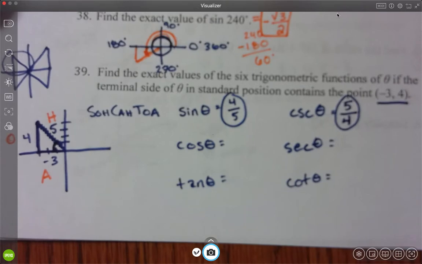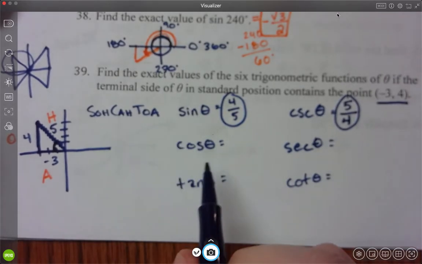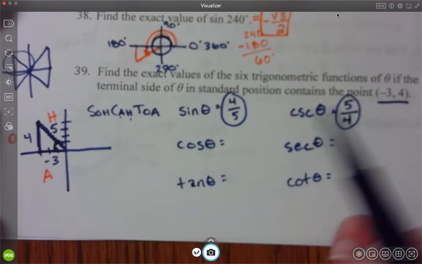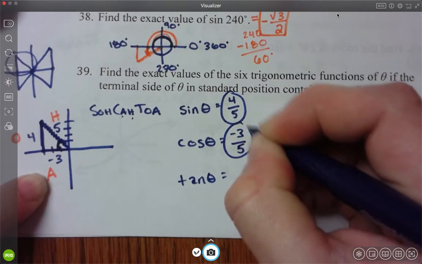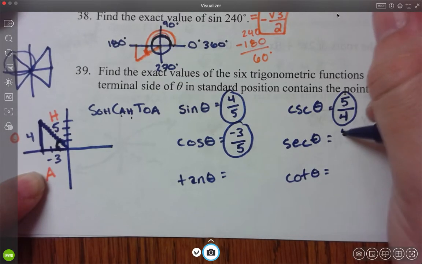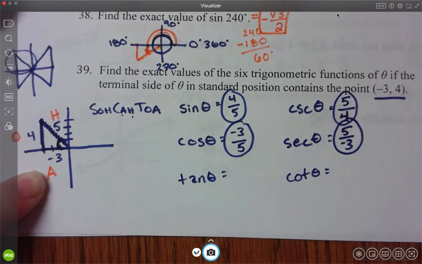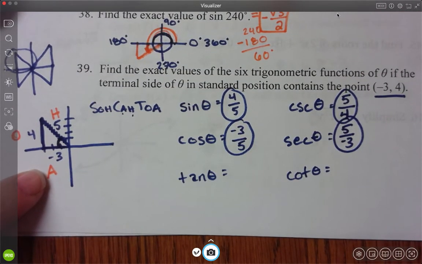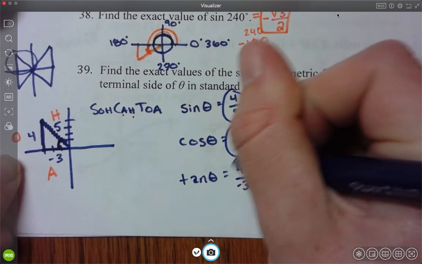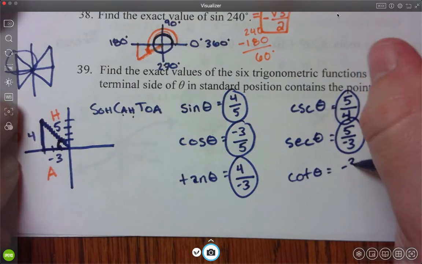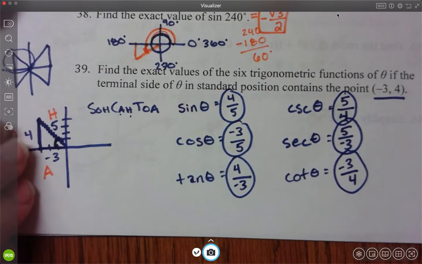Now, cosine is adjacent over hypotenuse. Adjacent is negative 3. The hypotenuse is 5, so this will be negative 3 over 5. And this one will be 5 over negative 3. That's what secant will be. Tangent is opposite over adjacent. Opposite is 4. Adjacent is negative 3. And this will be negative 3 over 4. That's what it will look like. All 6 of those trig functions.